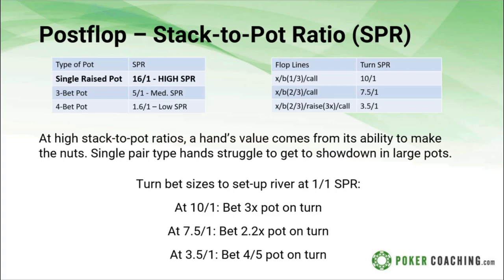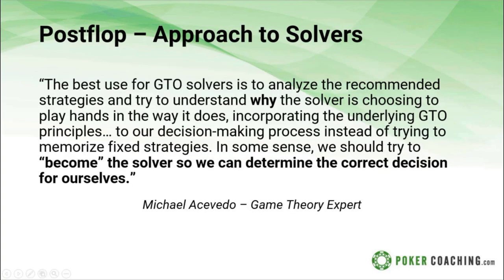And so at the bottom, we want to be thinking ahead on how we want to play turns and what size turn bet we can use to set up a river jam. At 10 to 1, you would need to bet 300% pot on the turn. At 7.5 to 1, it would be 220. And at 3.5 to 1, you would bet 80% on the turn to set up a 1 to 1 stack to pot ratio.